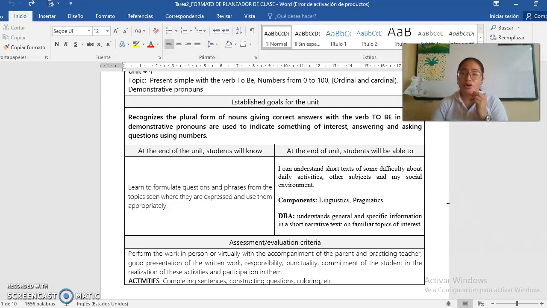At the end of the unit, students will be able to understand short texts on daily activities, other subjects and their social environment. Components: linguistics, pragmatics. DBA: understands general and specific information in a short narrative text on familiar topics of interest.